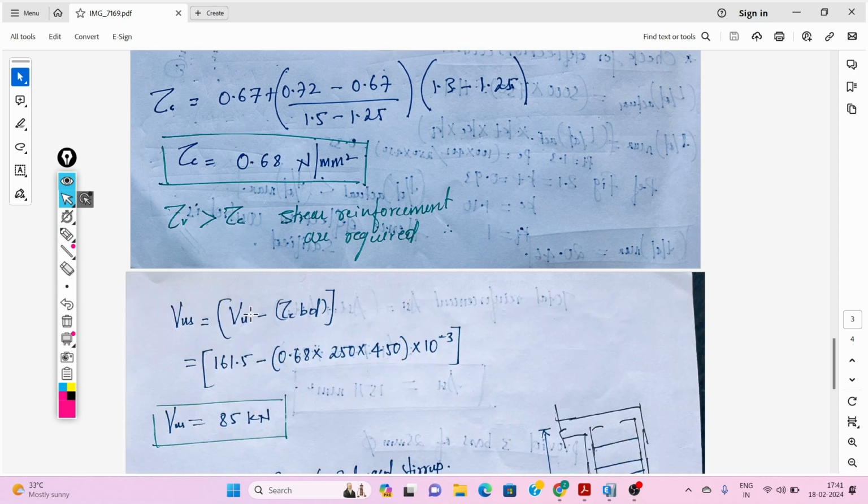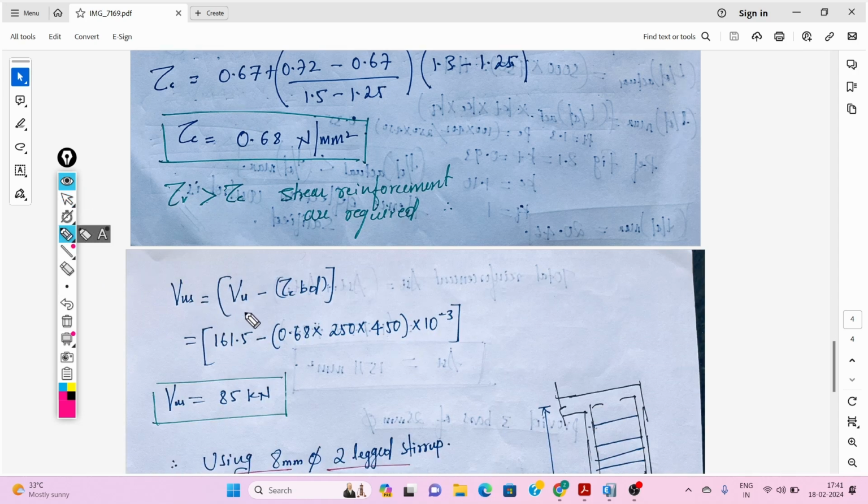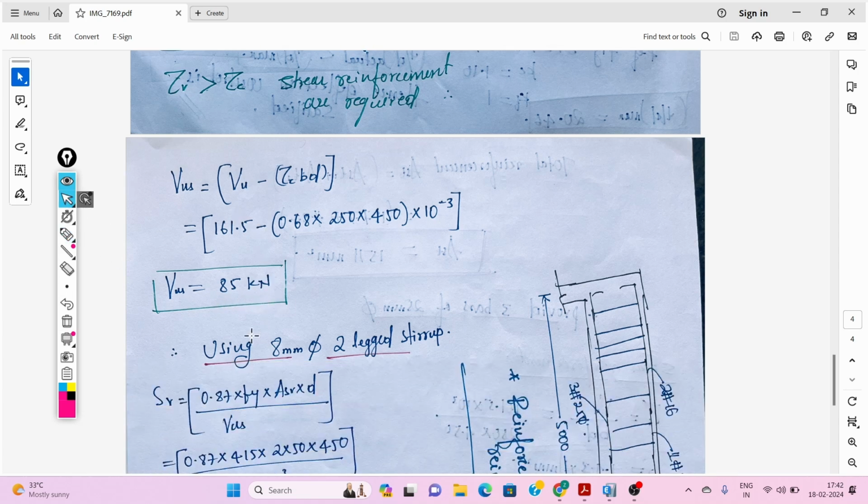Okay, so here we need to provide shear reinforcement in the beam. Vus is equal to Vu minus tau c bd. Vu we have already, 161.5 minus put this tau c value and b into d into 10 raised to the power minus 3. Okay, so we'll get Vus as 85 kilonewton. So we can use two-legged 8 mm dia stirrups.